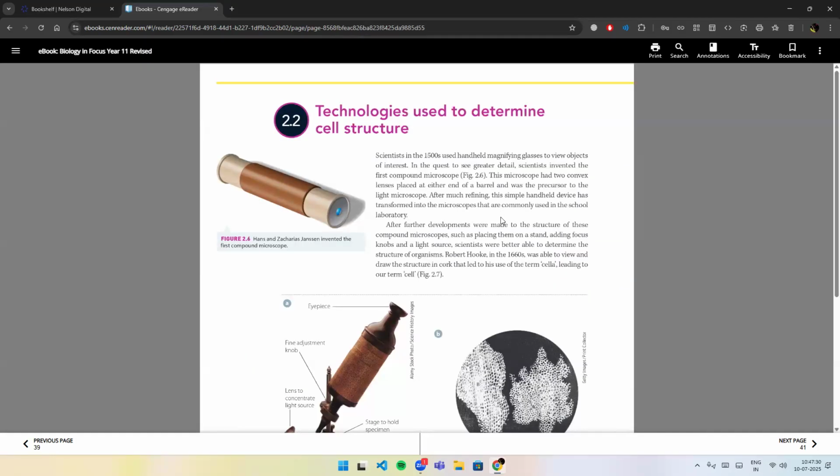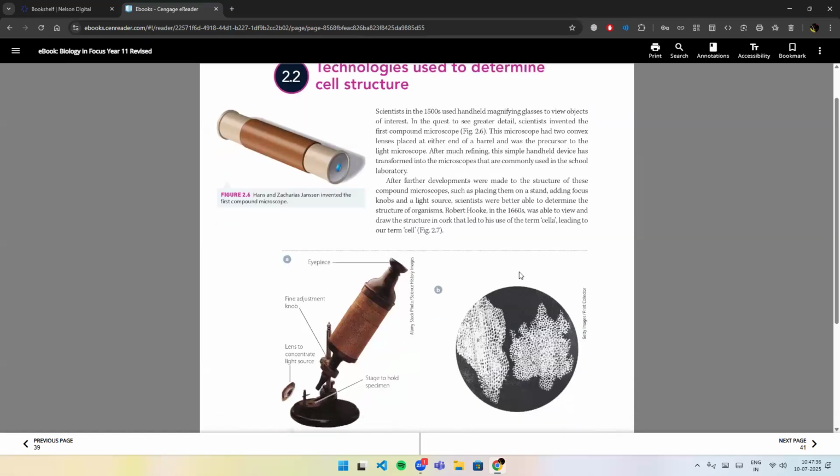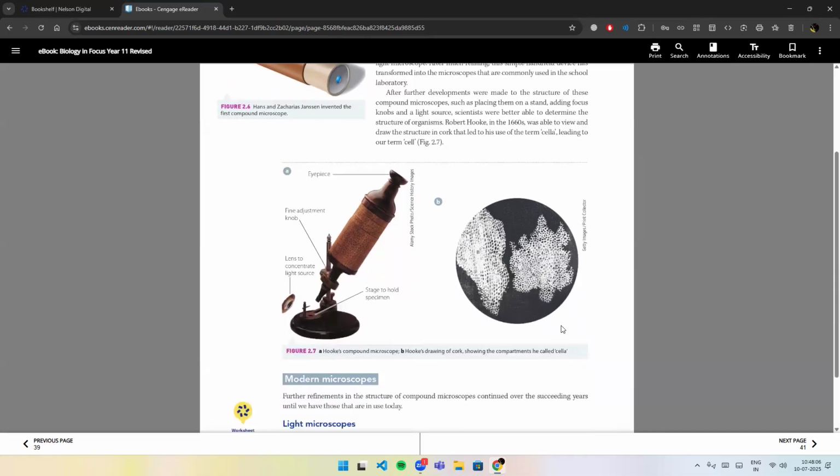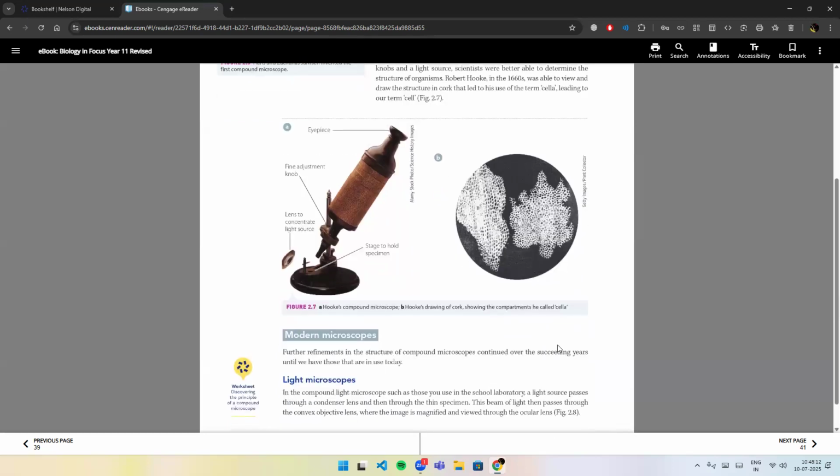Technologies used to determine cell structure. Scientists in the 1500s used handheld magnifying glasses to view objects of interest. In the quest to see greater detail, scientists invented the first compound microscope. This microscope had two convex lenses placed at either end of a barrel and was the precursor to the light microscope. After much refining, this simple handheld device has transformed into the microscopes that are commonly used in the school laboratory. After further developments were made to the structure of these compound microscopes, such as placing them on a stand, adding focus knobs and a light source, scientists were better able to determine the structure of organisms.